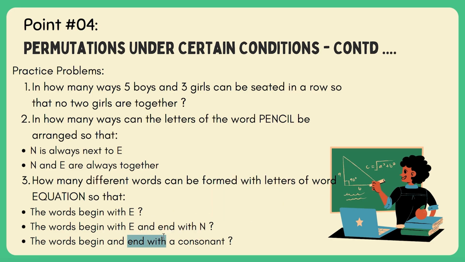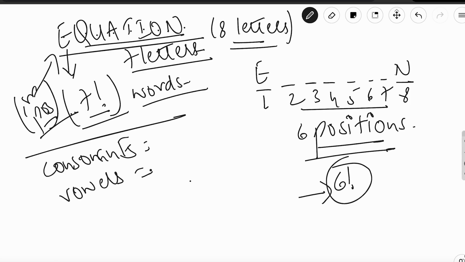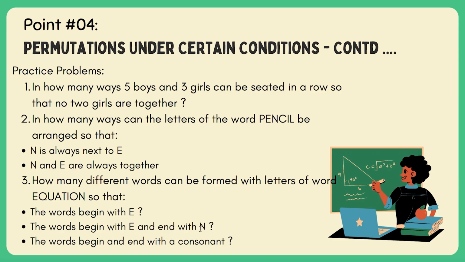The words begin and end with a consonant. Now in equation, there are 3 consonants and 5 vowels. So it is saying that the first and the 8th position is occupied by consonant. The words begin and end with a consonant.